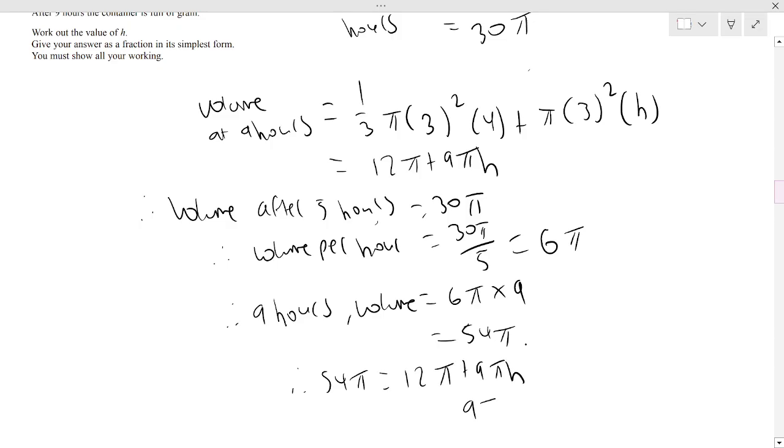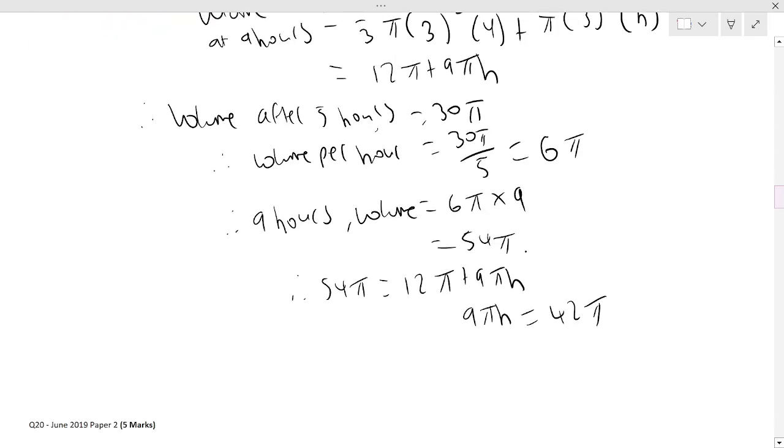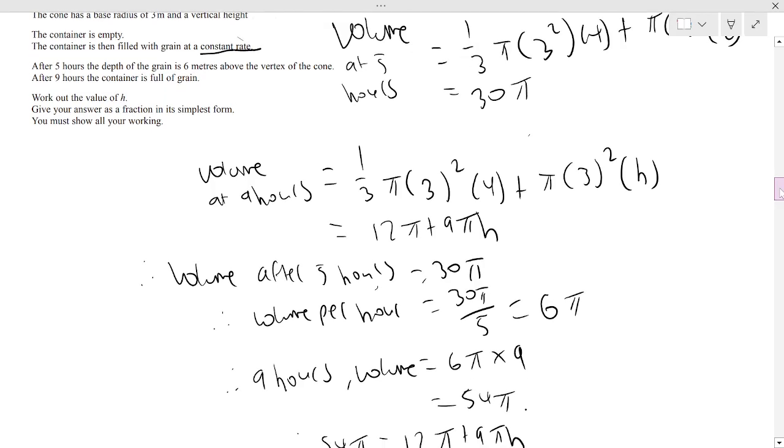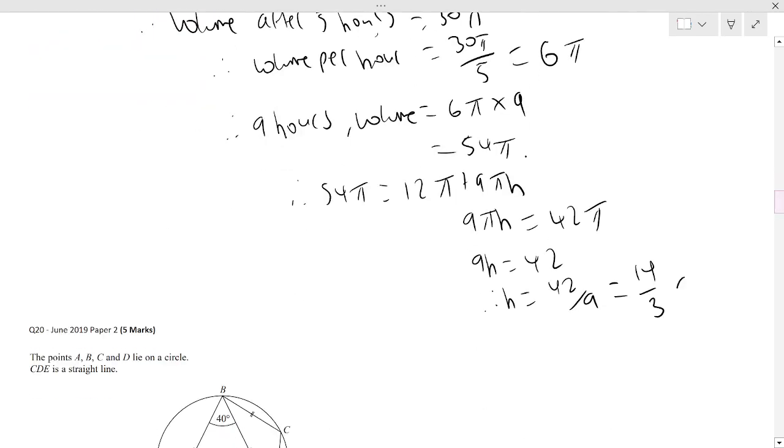So then I could say 9 pi h, take away 12 pi both sides, is going to be 42 pi. Then I can divide by pi to say 9h is 42. Therefore, h is simply 42 over 9, which is 14 over 3, which is a nasty decimal. What does it say? Give it as a fraction in the simplest form. Yeah, so that's simplest form, and that'd be centimeters.